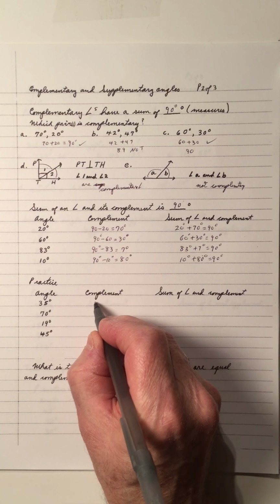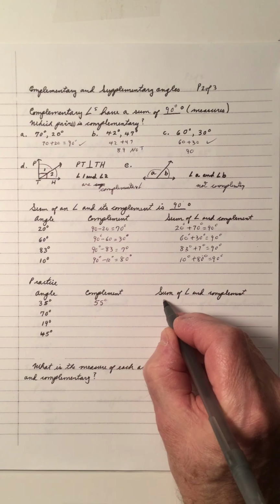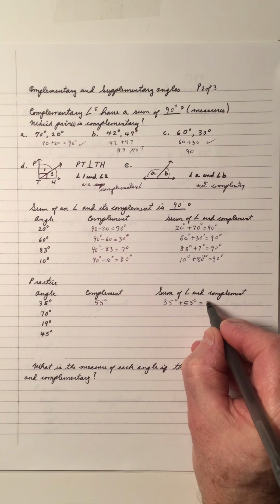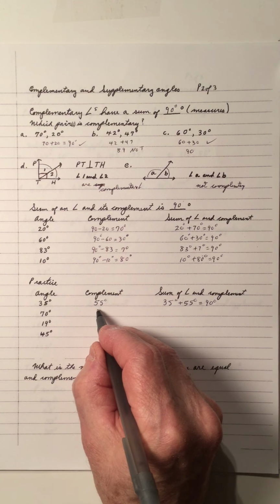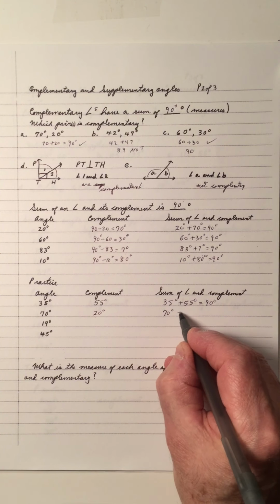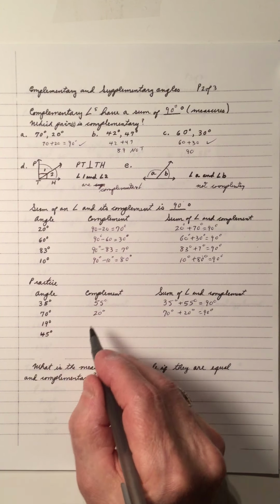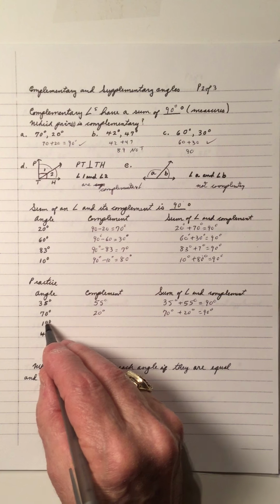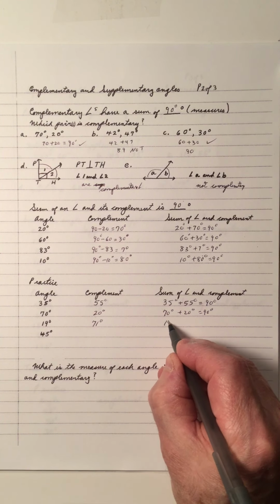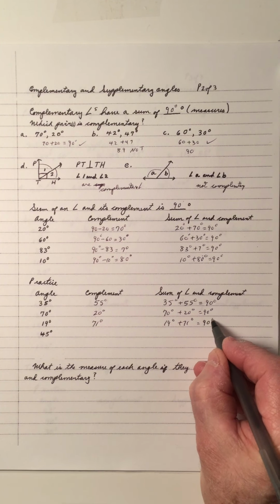35. 90 minus 35 is 55. So 35 plus 55 gives you 90 degrees. 70. 90 take away 70 is 20. So 70 plus 20 gives you 90. The complement of 70 is 20. 19. 90 take away 19 is 71. So 19 plus 71 gives you 90.